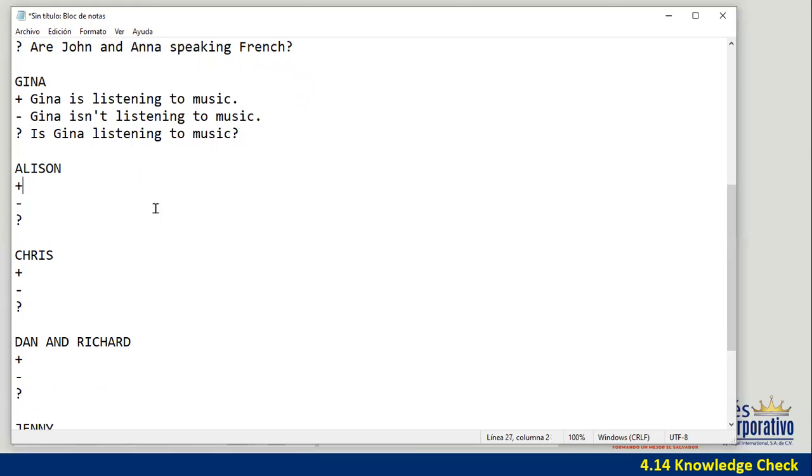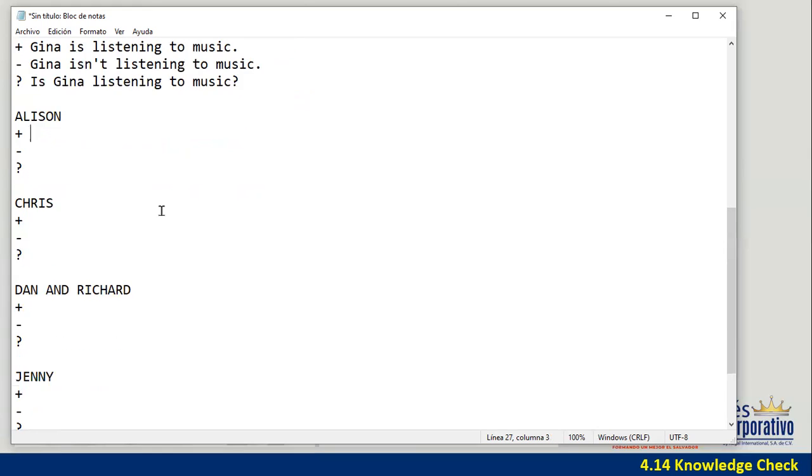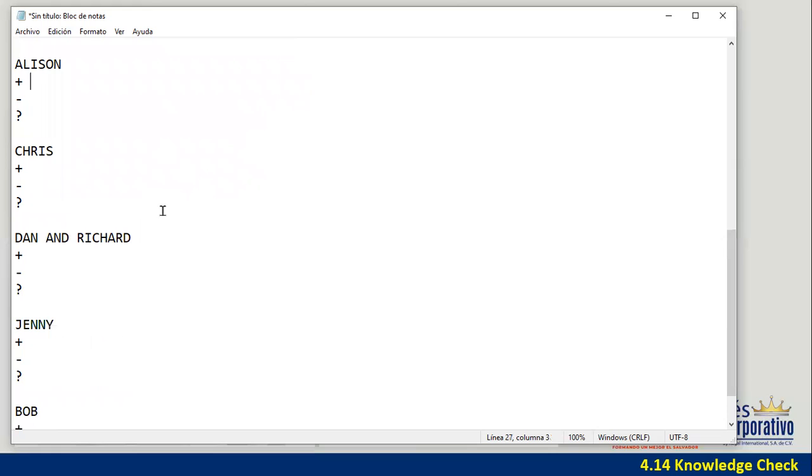¿Verdad? Luego, Allison. What is Allison doing, guys? Allison is laughing. Muy bien. Negative: Allison isn't laughing, right? Question: Is Allison laughing?